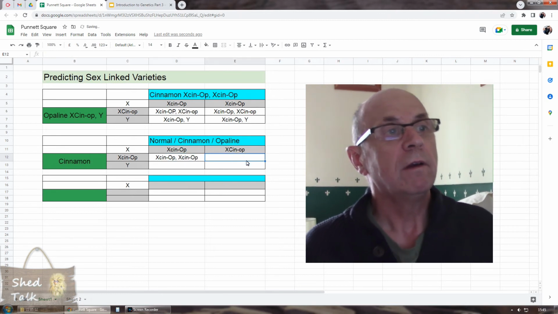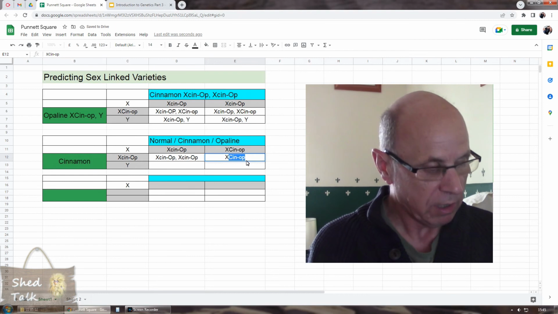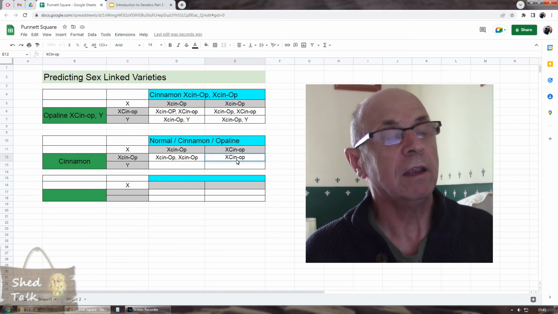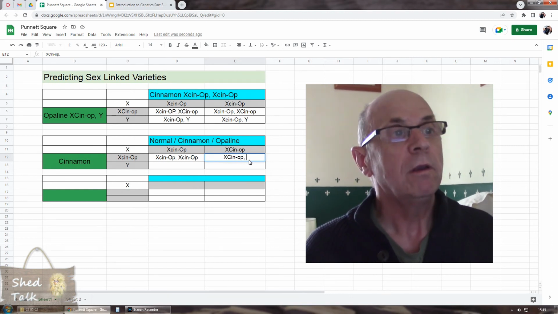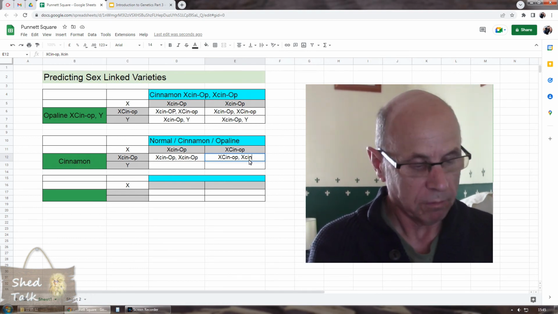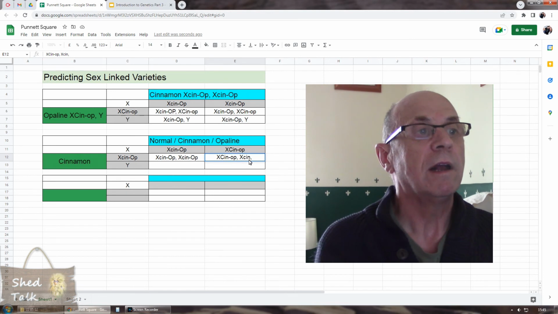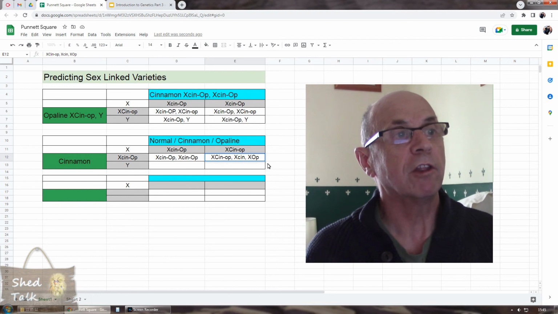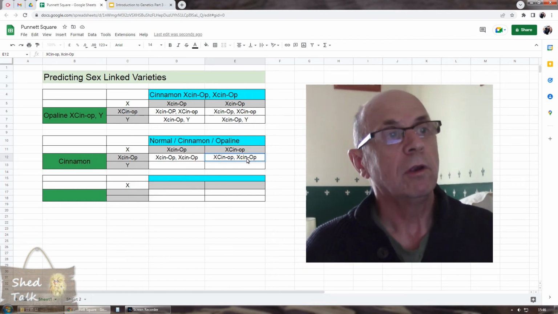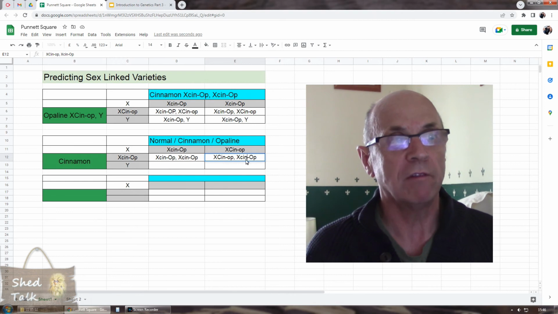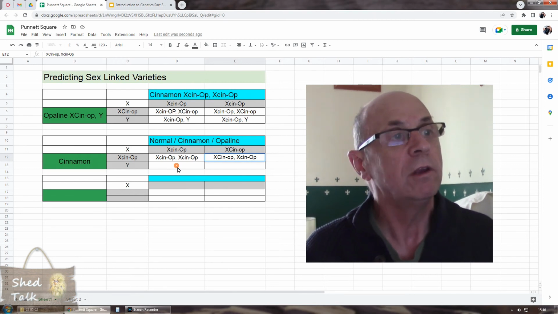We're going to get a non-mutated cinnamon allele from the cockbird with a mutated opaline, but we're only going to get the non-mutated cinnamon from the hen and the non-mutated opaline. So there we go, the mutated cinnamon, non-mutated. So once again this bird here is going to be a normal split opaline, split cinnamon, because it contains only one allele for the recessive opaline and only one allele for the recessive cinnamon.